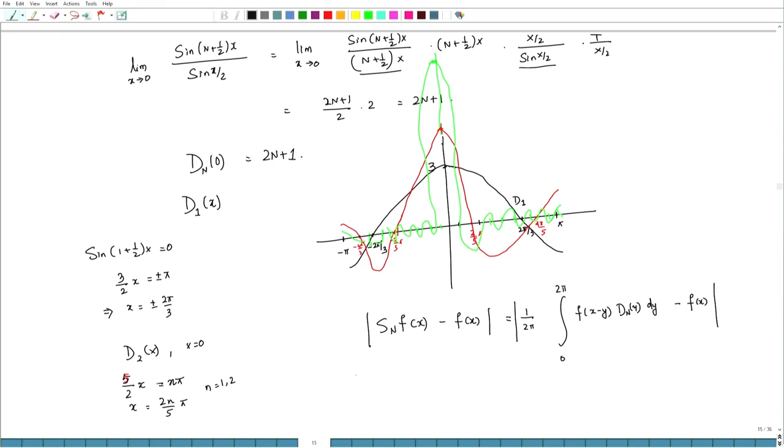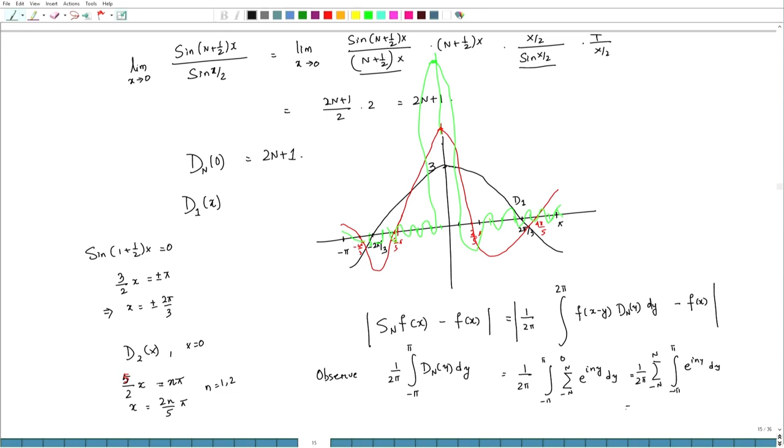So now observe, 1 by 2 pi integral from minus pi to pi of Dn of y dy is equal to 1 by 2 pi integral from minus pi to pi of the summation from minus n to n of e to the power i n y dy. Again, this is a finite sum. We take this integral and interchange the integral and the sum. So what we are going to get is the integral from minus pi to pi of e to the power i n y dy.